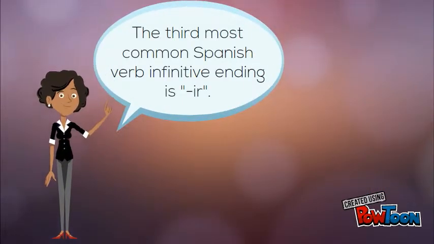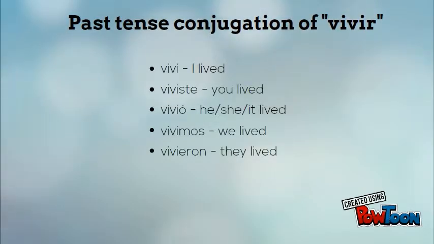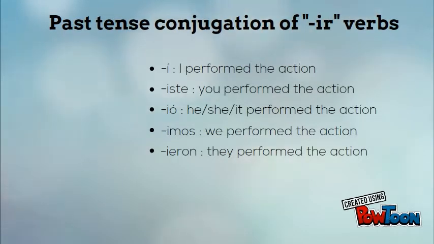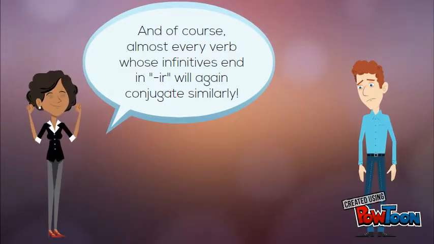The third most common Spanish verb ending is ir. Let's use vivir, which means to live, but conjugate again in the past tense. Í, I perform the action, iste, you perform the action, ió, he, she, it performs the action, imos, we perform the action, and ieron, they perform the action. And of course, almost every verb whose infinitive ends in ir will conjugate similarly.